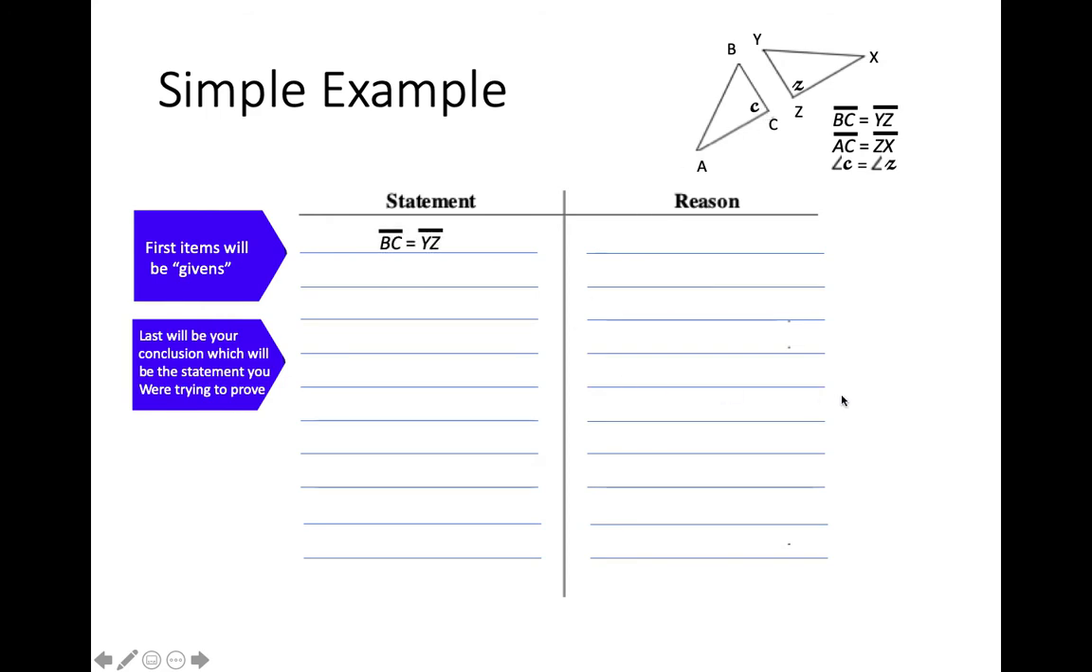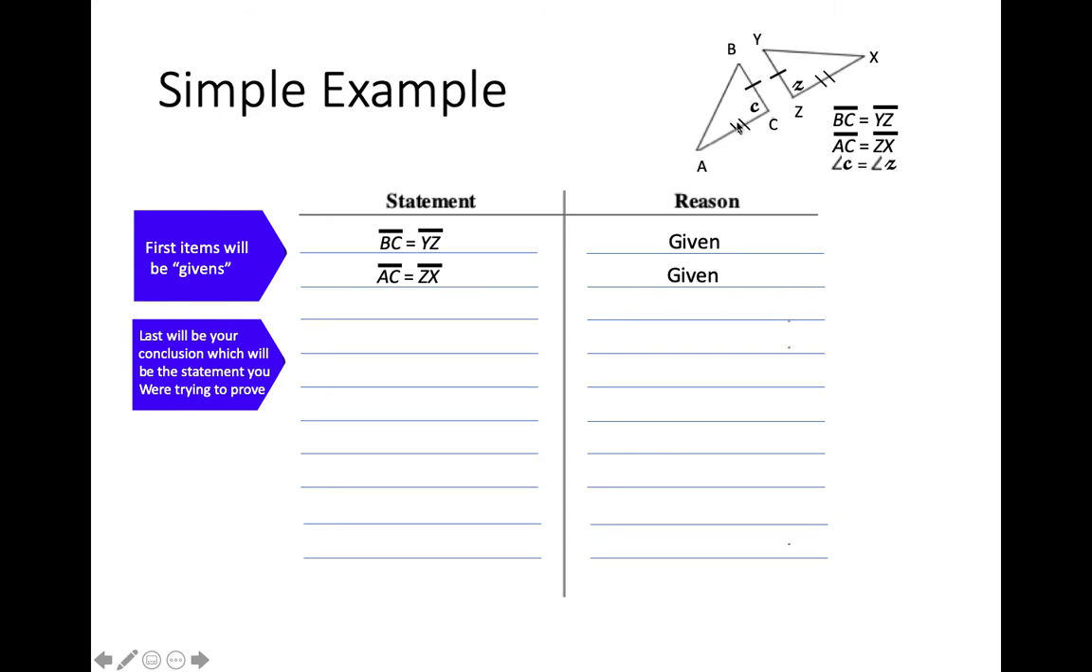So the first statement we're going to make is the first given. Line segment BC equals line segment YZ. The reason is that it's given. Next one is going to be line segment AC is equal to line segment ZX. That's also because it's given. Notice how I've put the hash marks on these lines as we go so we can see visually.